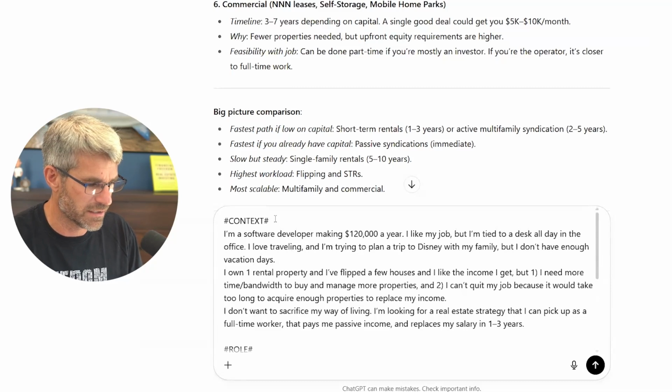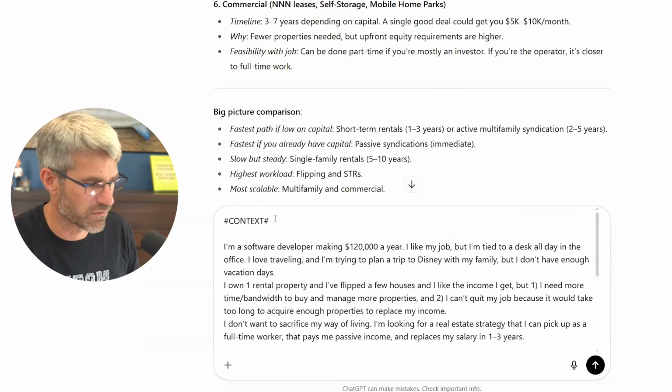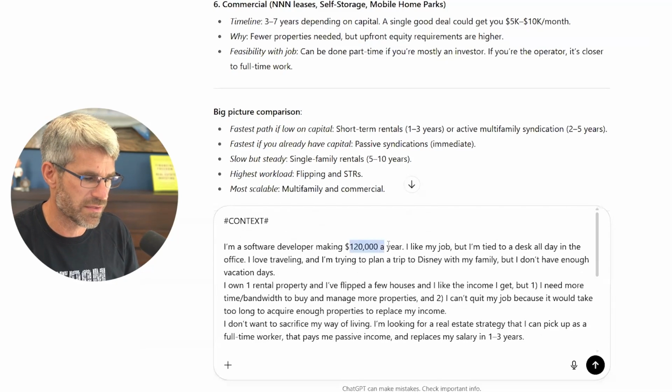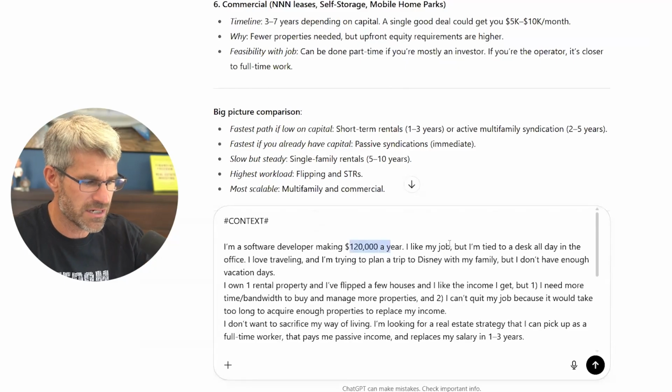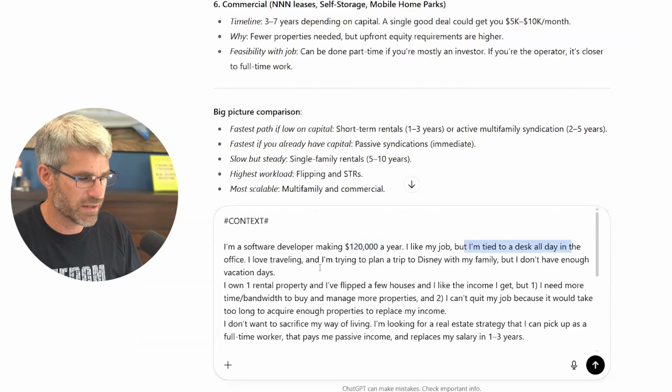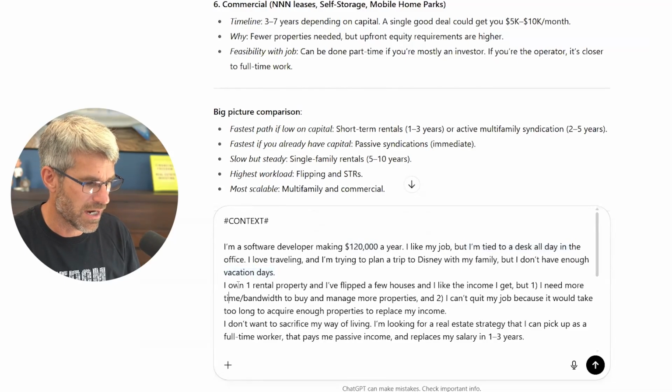So context here. So this was me in 2004. I'm a software developer making $120,000 a year. I like my job, but I'm tied to a desk all day. At least that was at the time. Now I'm tied to Zoom all day. I love traveling, and I'm trying to plan a trip to Disney with my family, but I ran out of vacation days. I own a rental property.